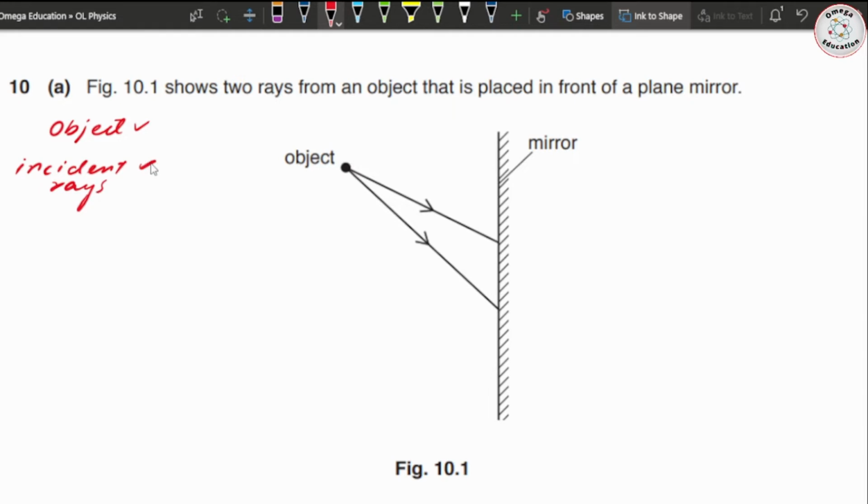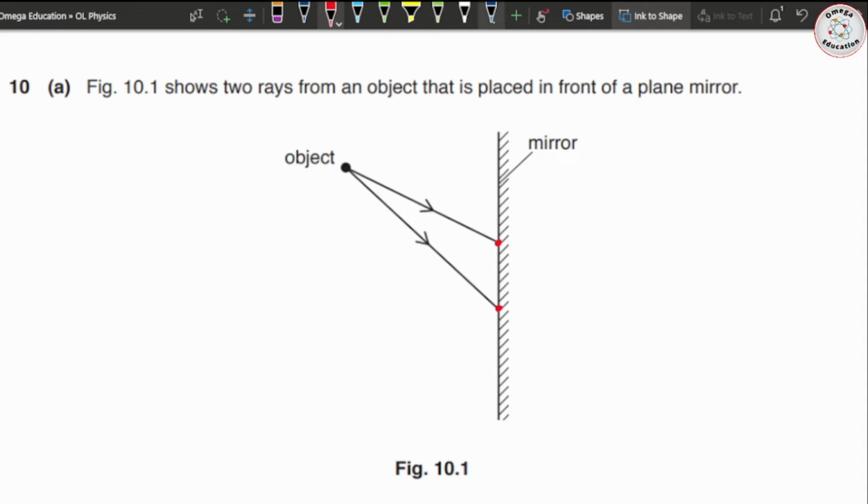In some of the diagrams of a plane mirror, you're just provided with the object, and you just need to draw the position and the location of the image. But in this one, we are provided with the incident rays as well. So the very first thing is we locate the point of incidence. Points of incidence are the points where the rays are striking the mirror.